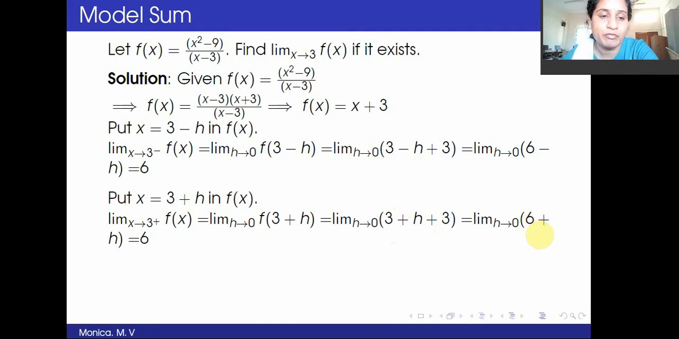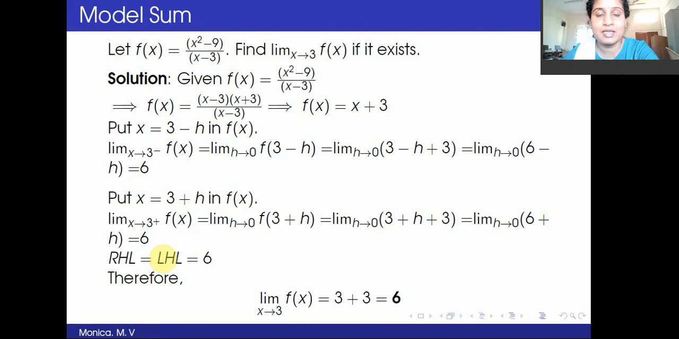So what do you observe now? The left hand limit is 6. The right hand limit is also equal to 6. By the conditions of existence of limit, left hand limit and right hand limit both should exist and both should be equal, so that the limit will exist. In this case the value of the limit is equal to 6, because the left hand and the right hand limit both exist and the value is equal to 6. Hope you have understood how to find the limit of a function at a given point.